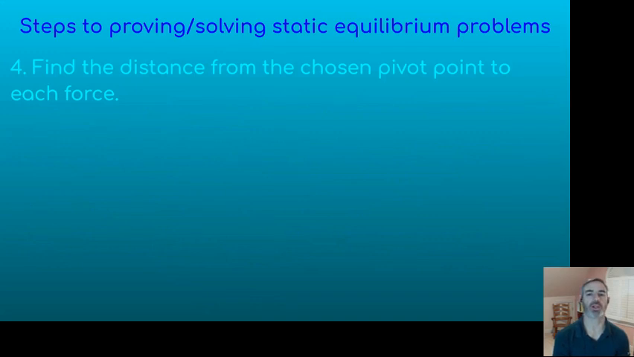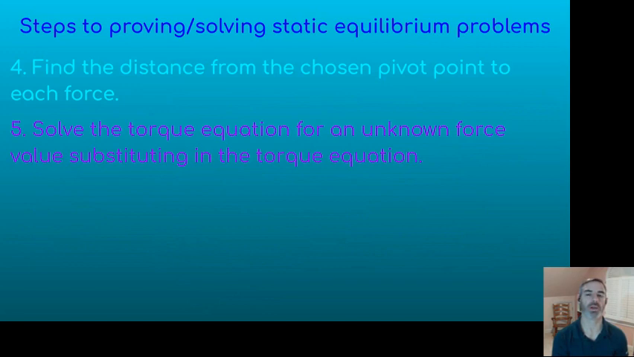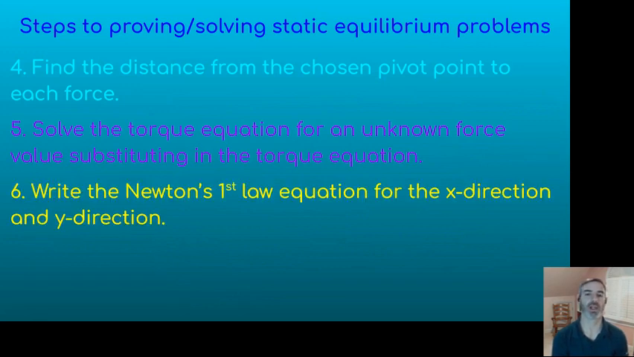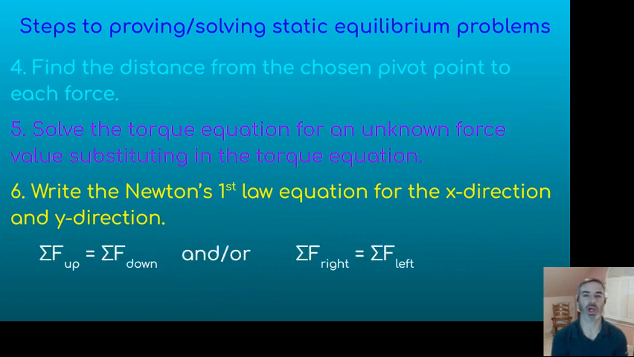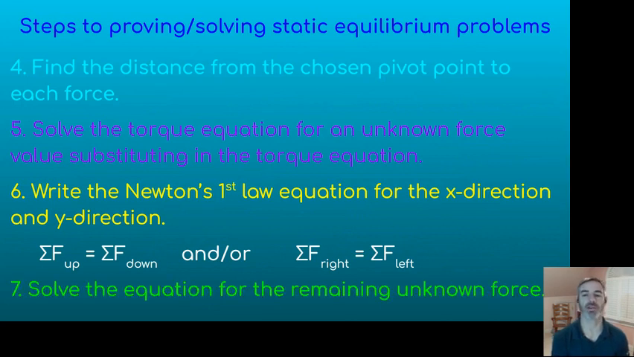Then we're going to solve the torque equation for an unknown force value, substituting in the torque equation. Then we'll write the Newton's first law equation for the x direction and the y direction in terms of forces. So the up forces equal the down forces, or the right forces equal the left forces. And our last step is to solve the equation for the remaining unknown force.